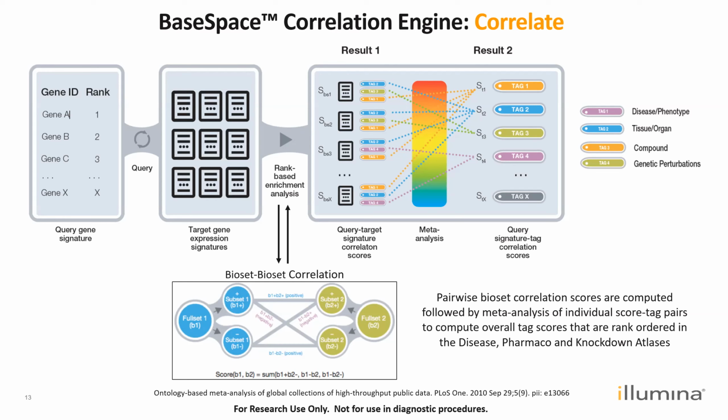A tag-based meta-analysis is subsequently run to make data-driven calls on what the most highly correlated diseases, compounds, and genetic perturbations are, and presented in the Disease Atlas, correlations to disease versus normal biosets, the Pharmaco Atlas, correlations to treated versus untreated biosets, and the Knockdown Atlas, correlations to genetic perturbation versus control biosets.